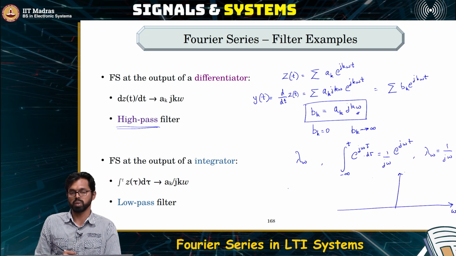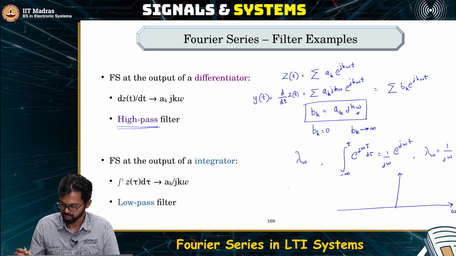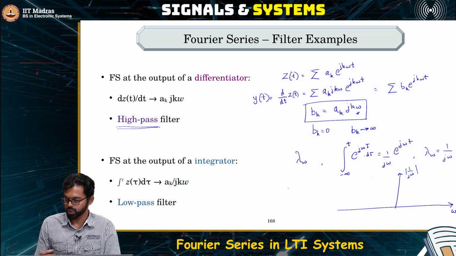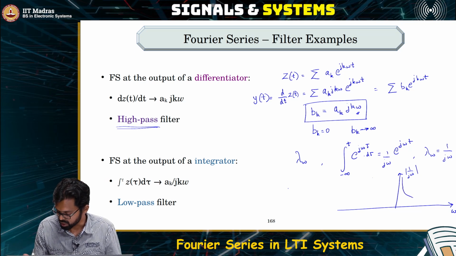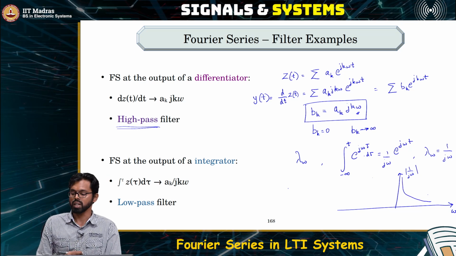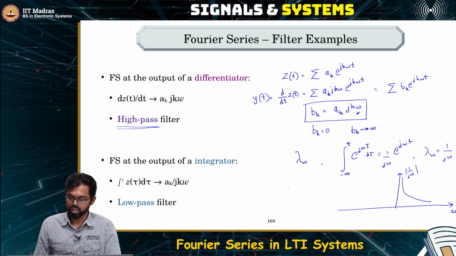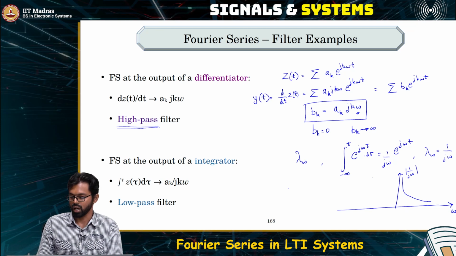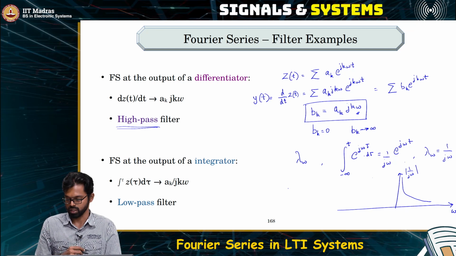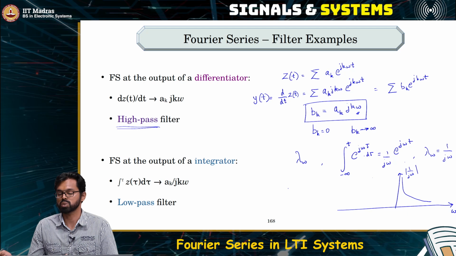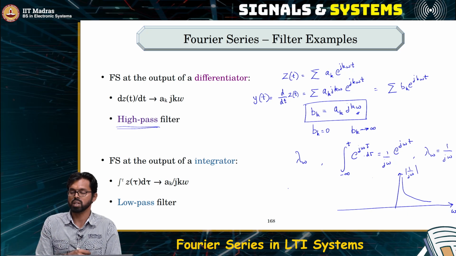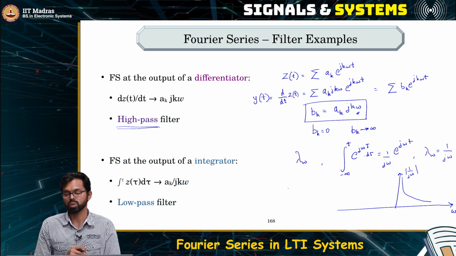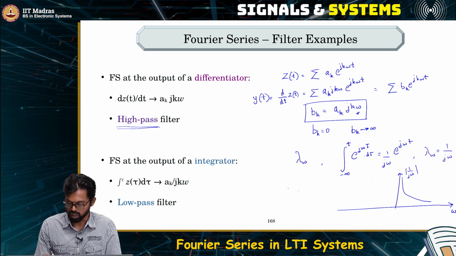If your eigenvalue is 1 by j omega, then what is your frequency response? You plot this frequency response as a function of omega. Of course, we will plot only the magnitude here. So if you plot the magnitude, you will see something like this, a hyperbola, right? So what does this tell us? This tells us that the lower frequencies have a very high amplification. As omega becomes smaller and smaller, this magnitude becomes larger and larger, and as omega tends to infinity, this magnitude becomes 0. So it's the other way around, right?